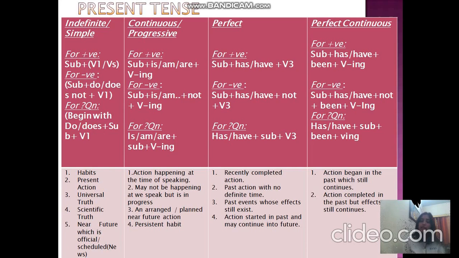Okay, for a negative sentence use not after has or have. I have not done this, he has not done this. Okay, and for a question, begin with has or have. Where do we use present perfect tense?